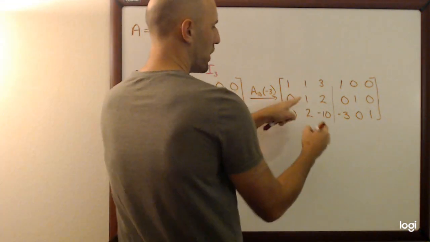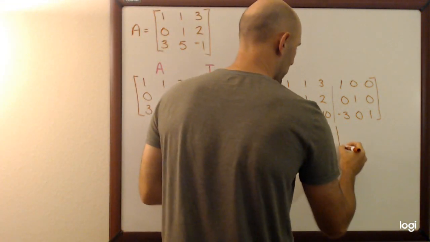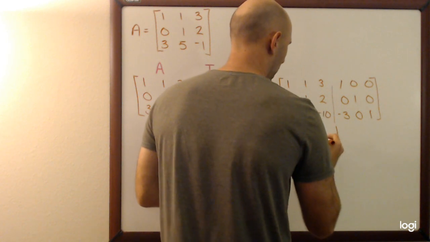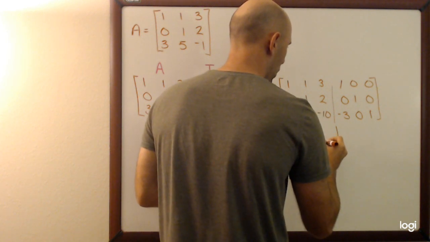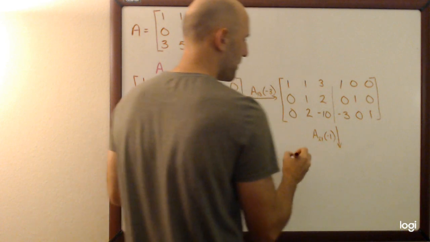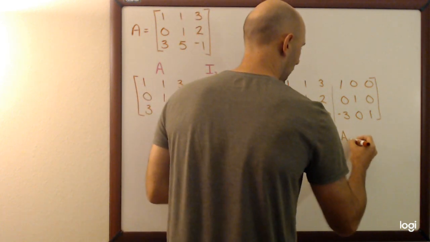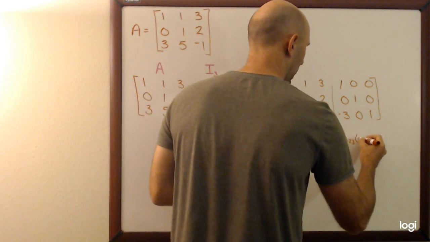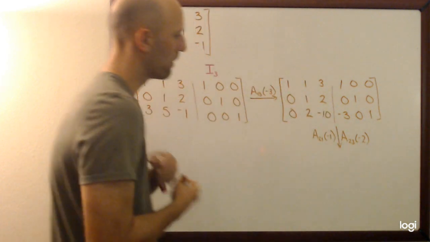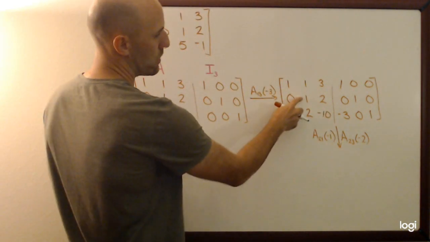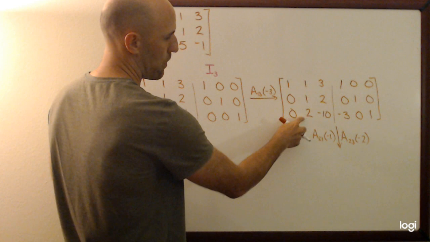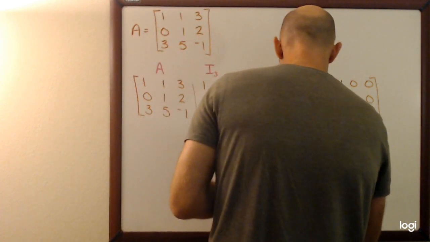So to use this one to annihilate those two values, we need A2 1 negative 1, and we need A2 3 negative 2. Okay, so that will use this one to turn that 1 into a 0 and use that one to turn that 2 into a 0. Let's see what we get.